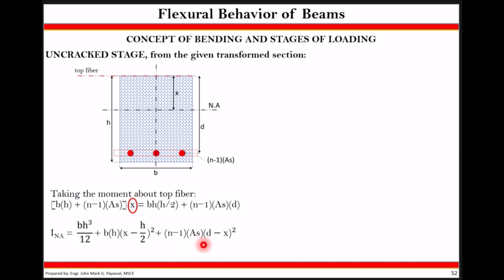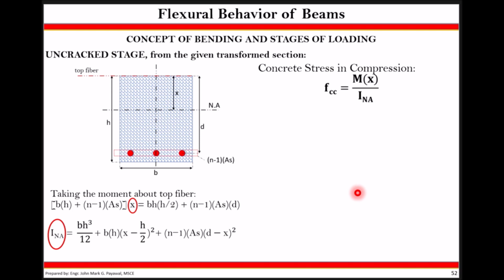We will go straight to AD squared. This is the area, as we can see from the figure, multiplied by the distance (d − x) squared. What's my d − x? That's the distance from the neutral axis to the centroid of my bars. What's x − h/2? That's the difference between the centroid of my concrete, which is here, and x, which is the centroid of my transformed section. Upon knowing these values, we can now proceed with the computation of the stresses.